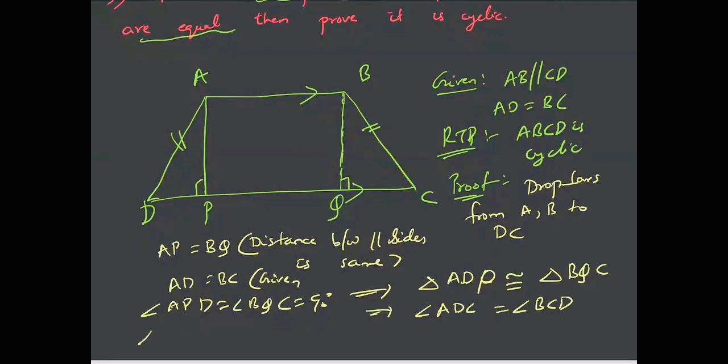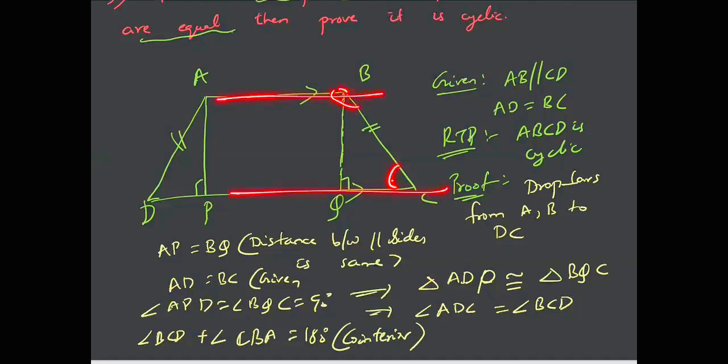Also, we know that angle BCD plus angle CBA is 180 degrees, right? Because these are the co-interior angles. So these angles are co-interior, because these two sides are parallel and this is a transversal. So the sum of these two is 180, but this is equal to this. So I can say that the sum of these two angles is 180. So this implies angle B plus angle D is 180.